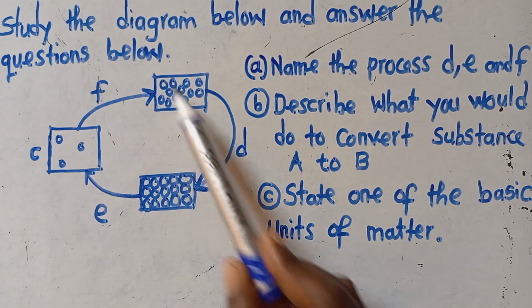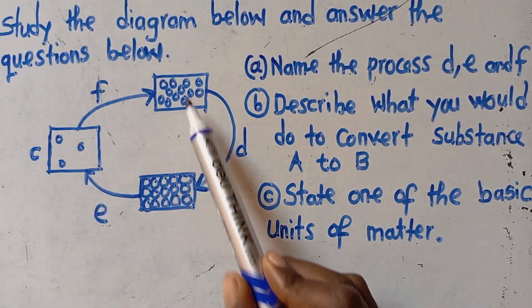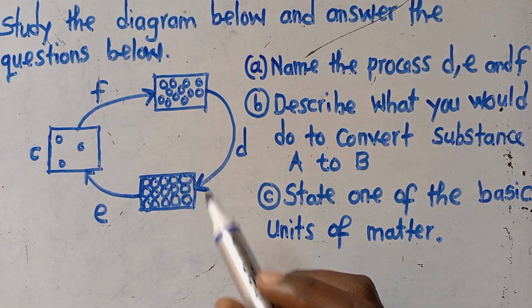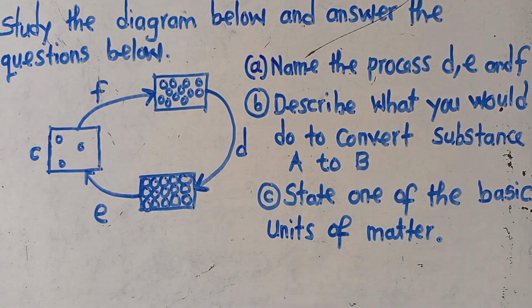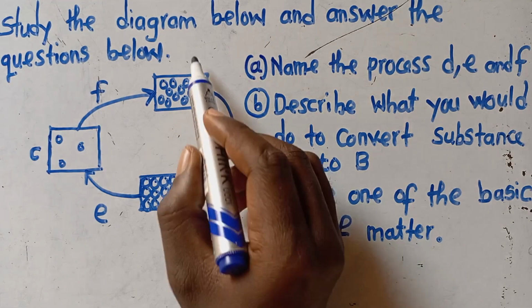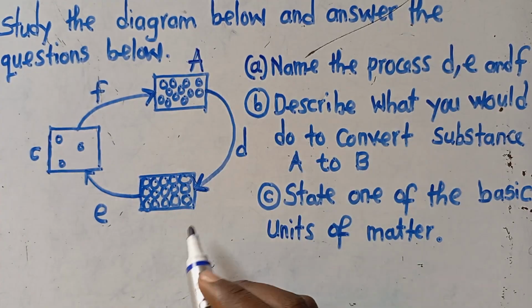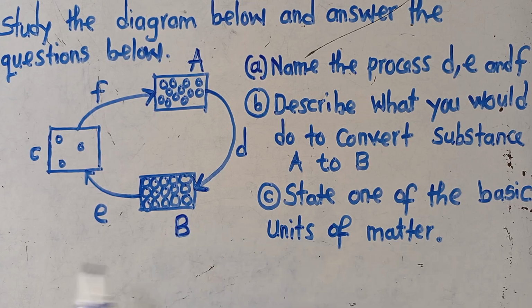So we study this diagram that is here. These are changes of states. So we need to know what are some of these things that are given here. So before we even answer this particular question, this is A, and this one that is here is B. This one is C. This is what I forgot to put. So hope we can answer these questions now.